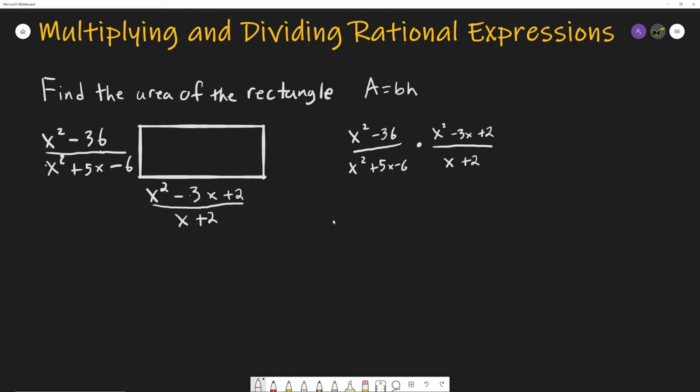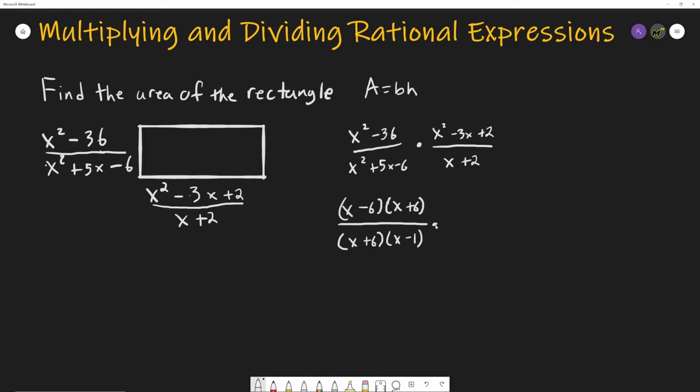Does anything factor out? Well, looking at the top one, we have x² − 36, and that could break down to become (x − 6)(x + 6) when we factor it. And then let's look at the bottom left. What would multiply to −6 and add up to −5? I'm thinking of a positive 6, so (x + 6) and a negative 1.